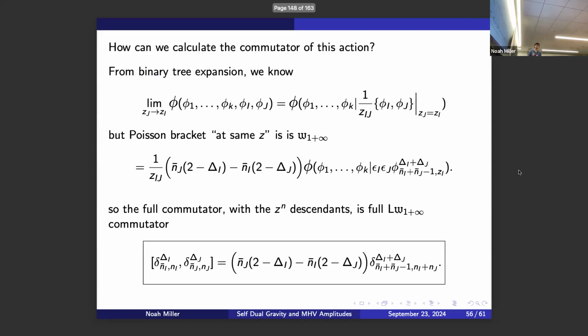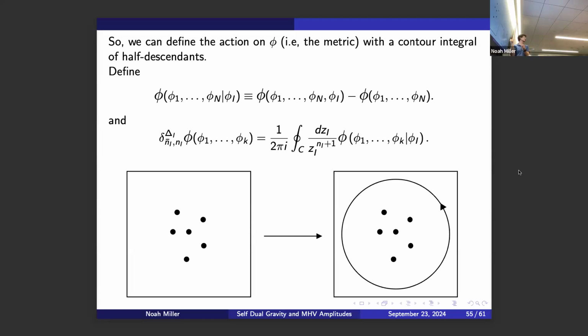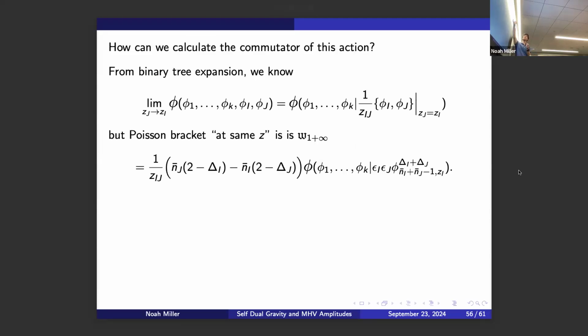Using a contour pulling trick that's very familiar from 2D CFT, if you want to get the commutator of this action, you surround it by another loop integral. The commutator only depends on the pole, and the pole, if two of the gravitons go to the same point, is given by this Poisson bracket located at a single point. We already discussed earlier how that was the W1+infinity thing. So then this gives us the LW1+infinity thing.